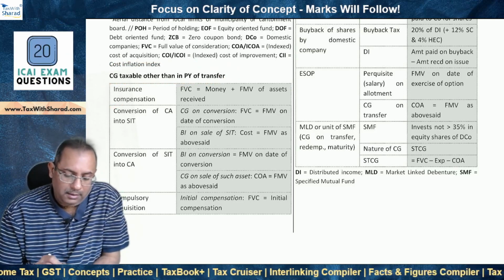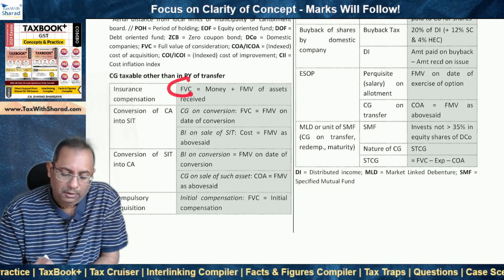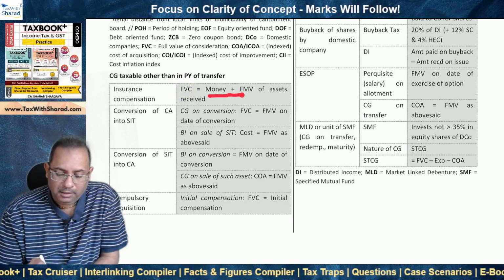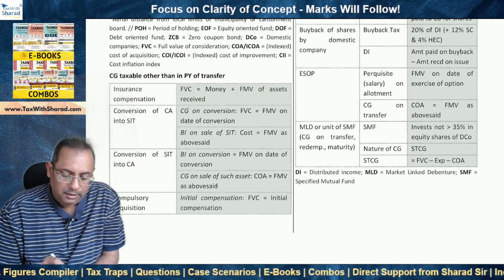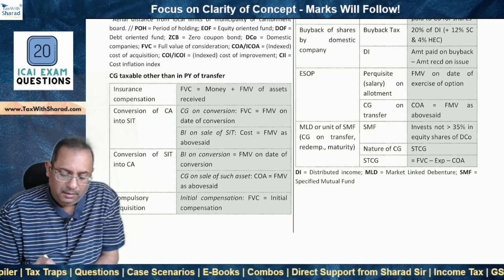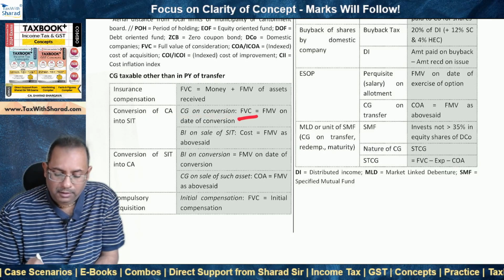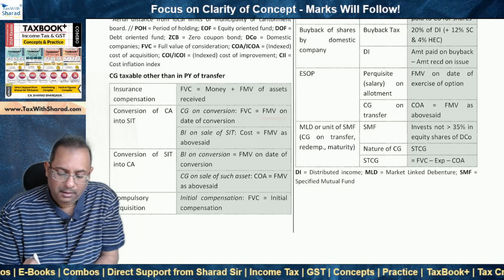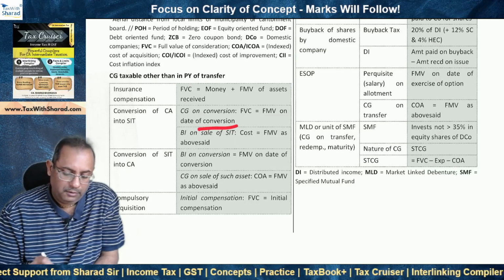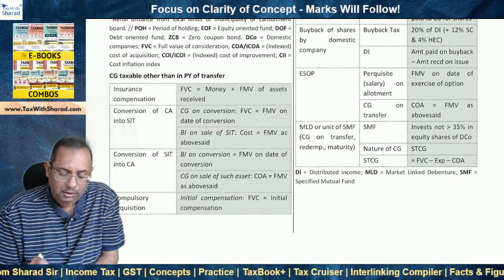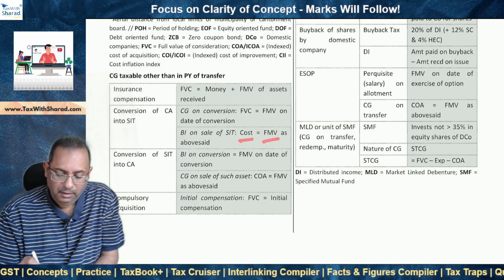Capital gain is taxable in certain cases in the case of receipt of insurance compensation, and when we compute capital gain, the full value of consideration that we take is money received plus FMV of assets received from the insurance company. Conversion of capital asset into stock in trade: capital gain arises on such conversion, and for computing capital gains, full value of consideration is taken as the fair market value of the capital asset on the date of conversion. Then when the stock is sold, business income arises, and while computing business income, cost is taken to be the FMV as aforesaid.